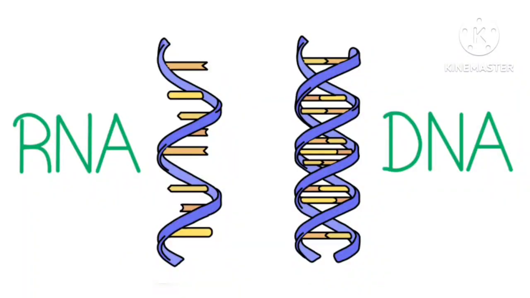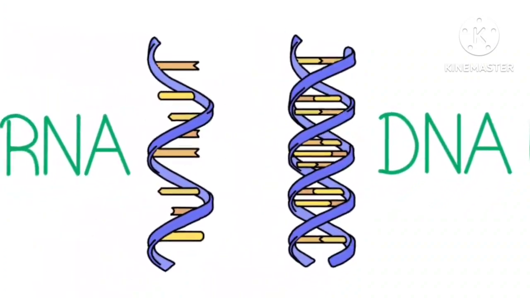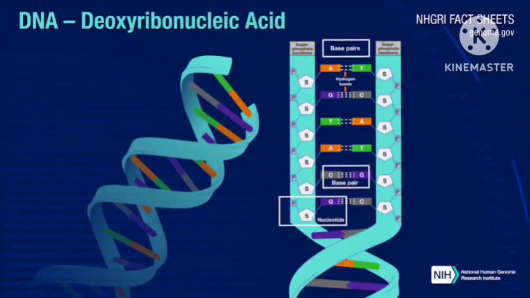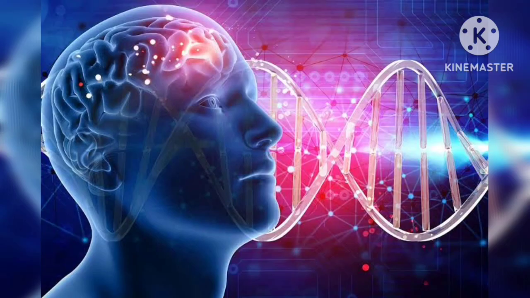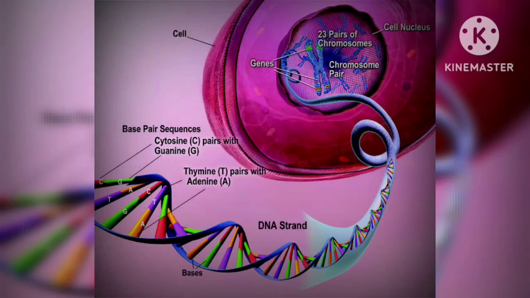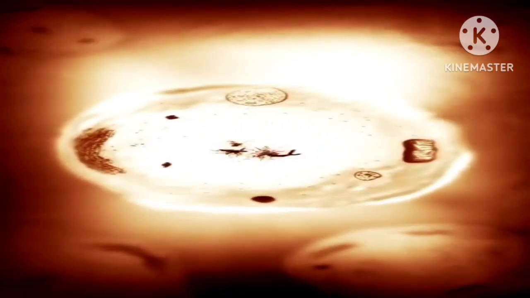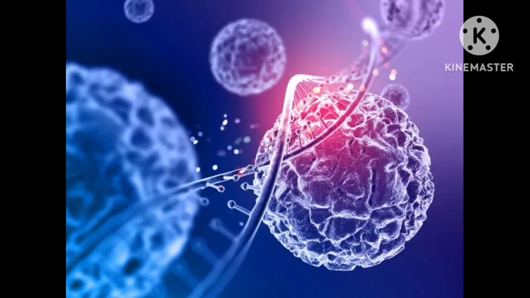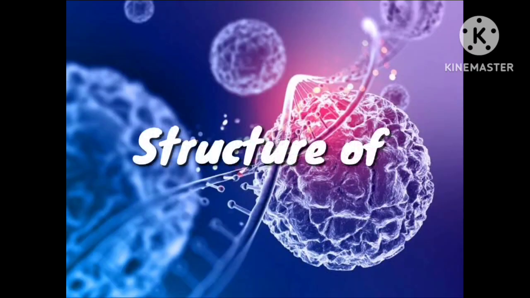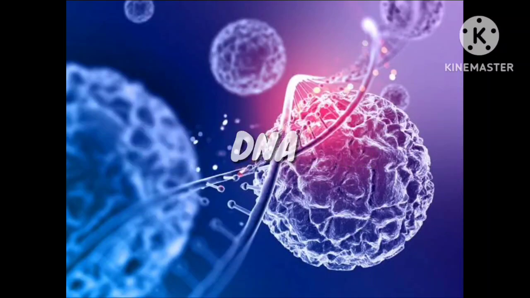Two kinds of nucleic acids, RNA and DNA. DNA, or deoxyribonucleic acid, is an incredible molecule that carries genetic information for the development and functioning of an organism. They are located within the nucleus as chromatin. During cell division, this chromatin structure forms the chromosomes. So the basic structure of chromosomes is nothing but DNA. Now we would study the structure of DNA.